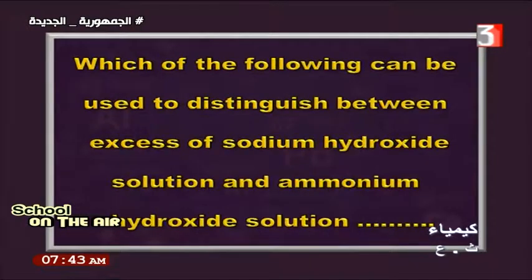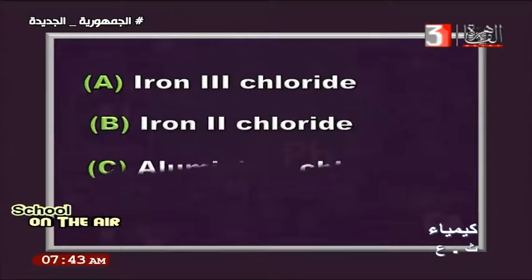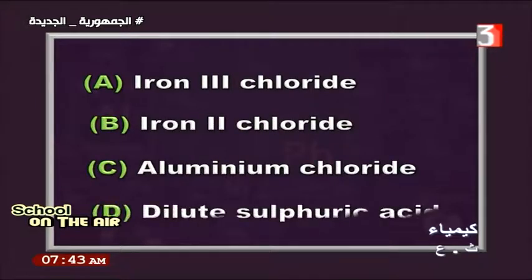Next one: which of the following can be used to distinguish between excess sodium hydroxide solution and ammonium hydroxide solution? Iron 3 chloride, iron 2 chloride, aluminium chloride, or dilute sulfuric acid? If you think about it, yes, it will be aluminium chloride, as the precipitate aluminium hydroxide reacts with excess sodium hydroxide and gives a soluble salt, so we can differentiate between them.